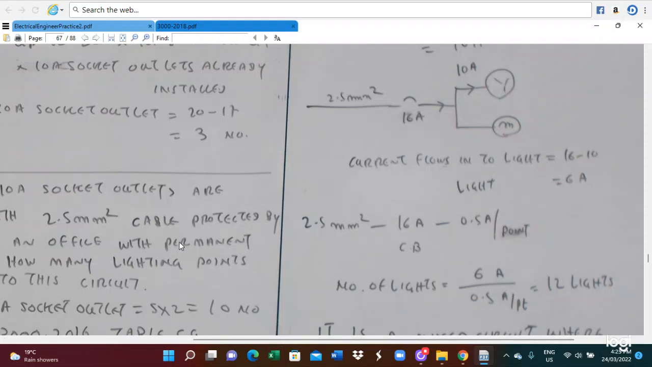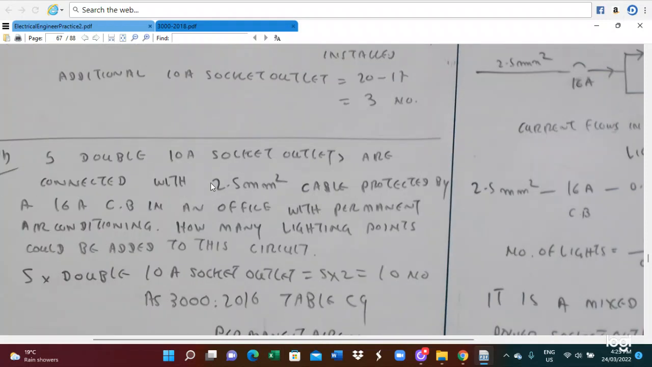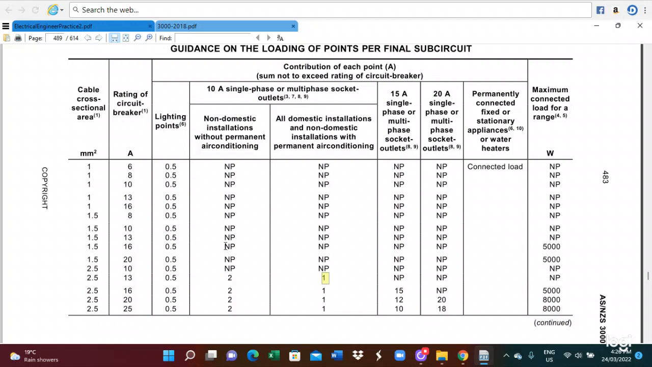So in this problem, firstly we find the 2.5 millimeter square cable, 16 ampere circuit breaker. So every one circuit breaker, one socket outlet is drawing 1 ampere, because across the room, this table is for single domestic installation. So that will be 2.5 and 16. So it is drawing 1 ampere per point, and then 16 divided by 1, you get 16 points. So firstly, we get 16 points.